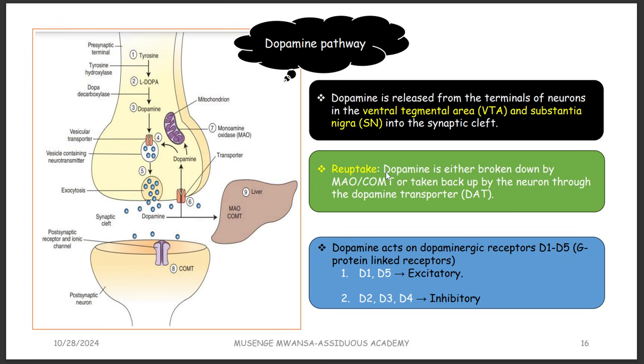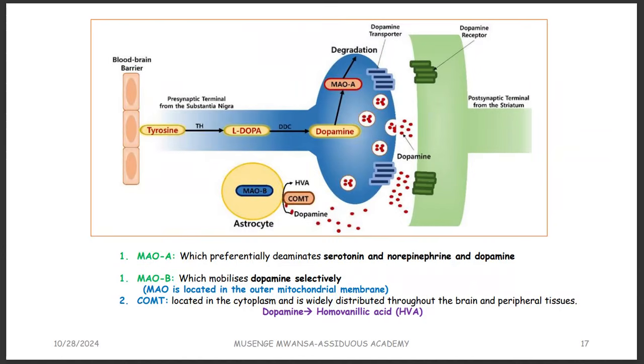Because in this condition dopamine is low, you want to make sure that dopamine is high in this space, the synaptic cleft. And so the drugs that are able to inhibit MAO and COMT are going to be used in the treatment of Parkinson's disease. And of importance, you have got five receptors for dopamine, D1 to D5. D1 and D5 are excitatory in nature. D2, D3, and D4 are inhibitory in nature.